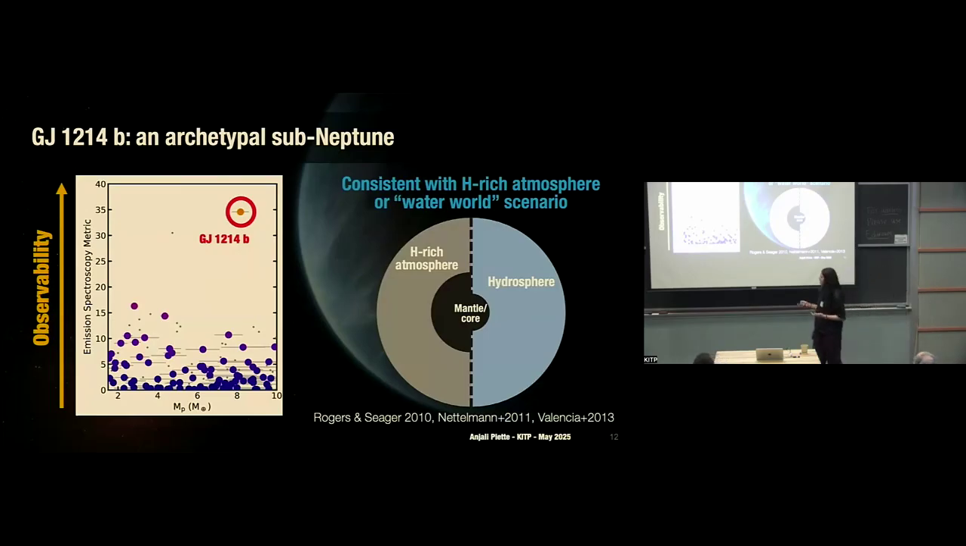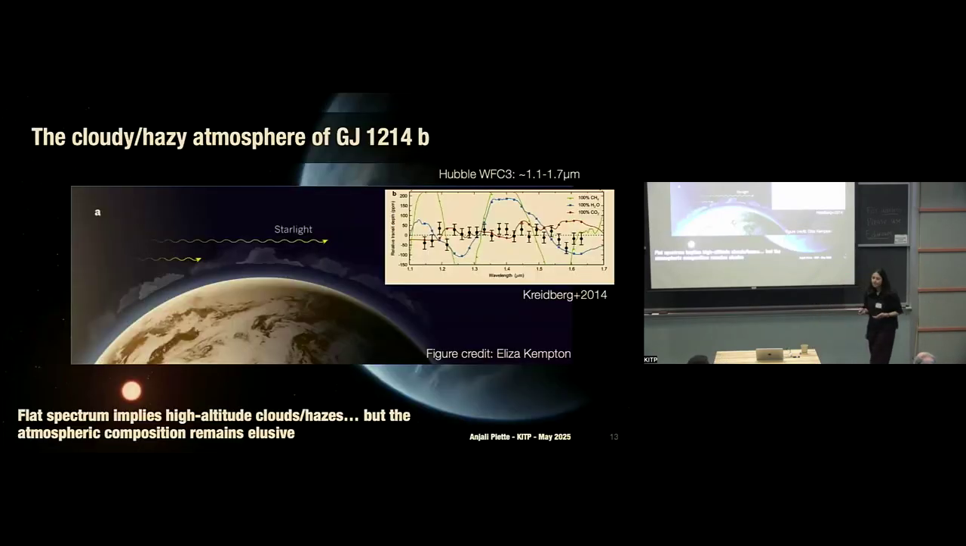So naturally, it was observed extensively with HST and other facilities, and it produced, I would say lovingly, the most famous flat spectrum in exoplanet atmospheres. Yeah, but expensive. I don't know if JWST is challenging that.